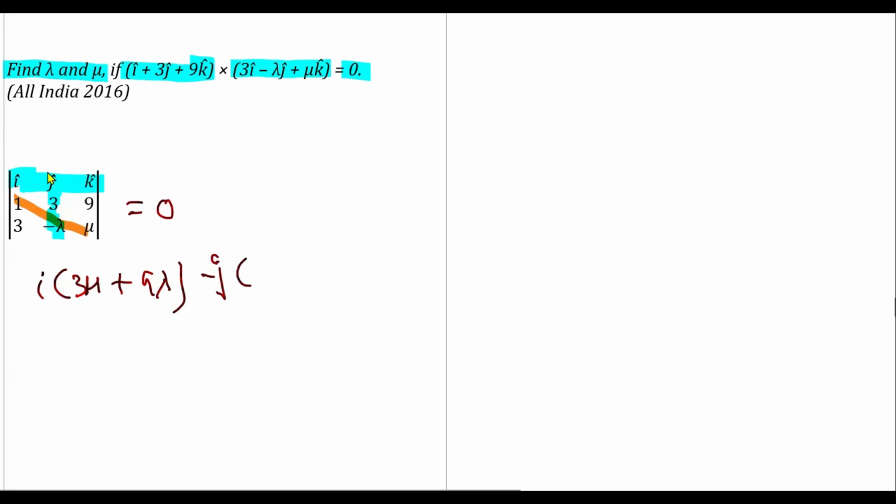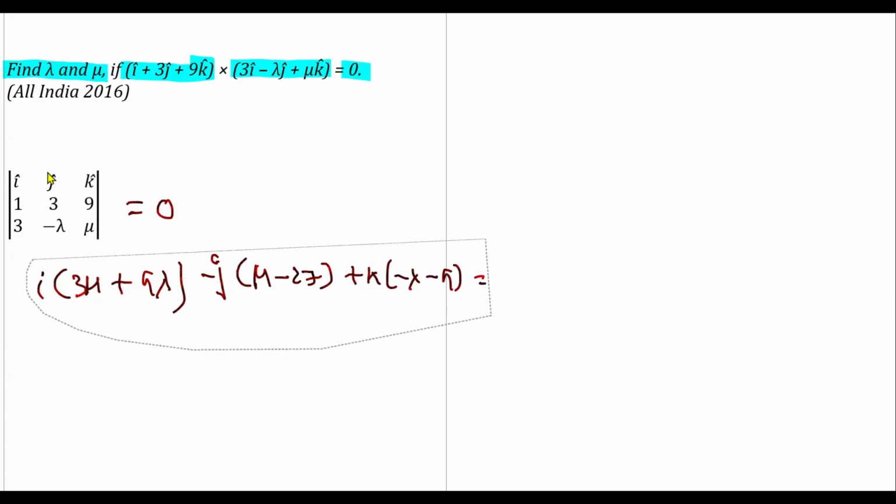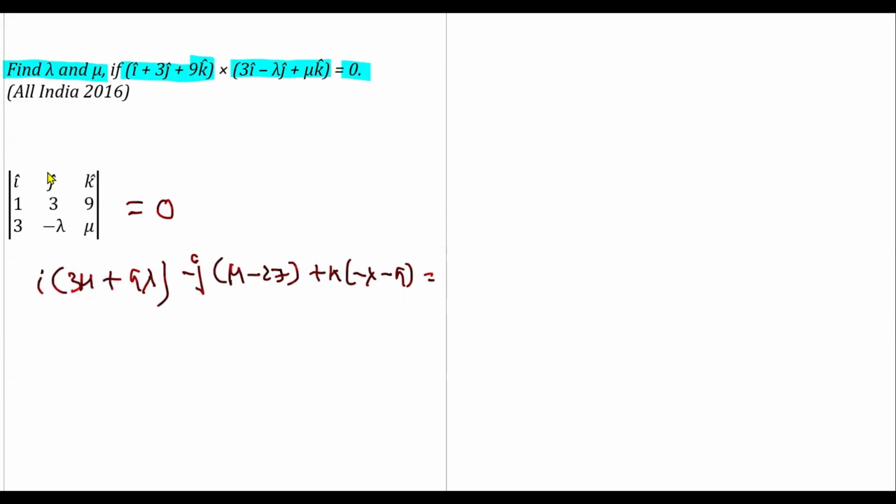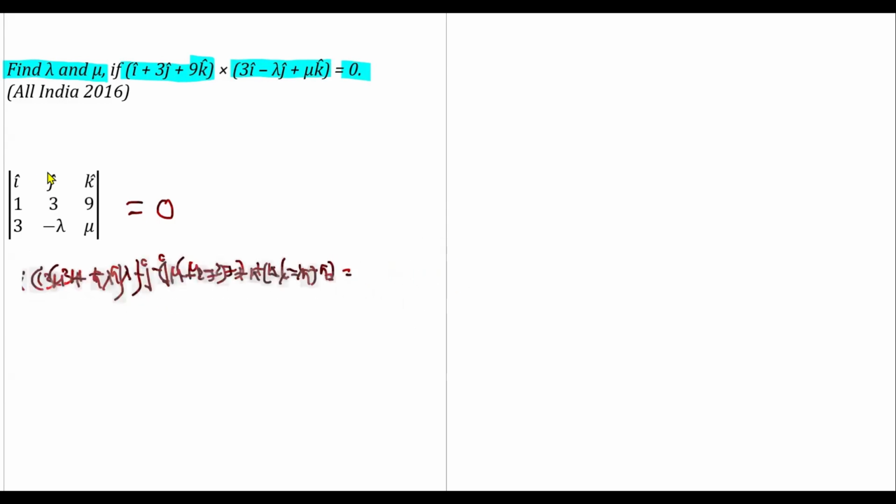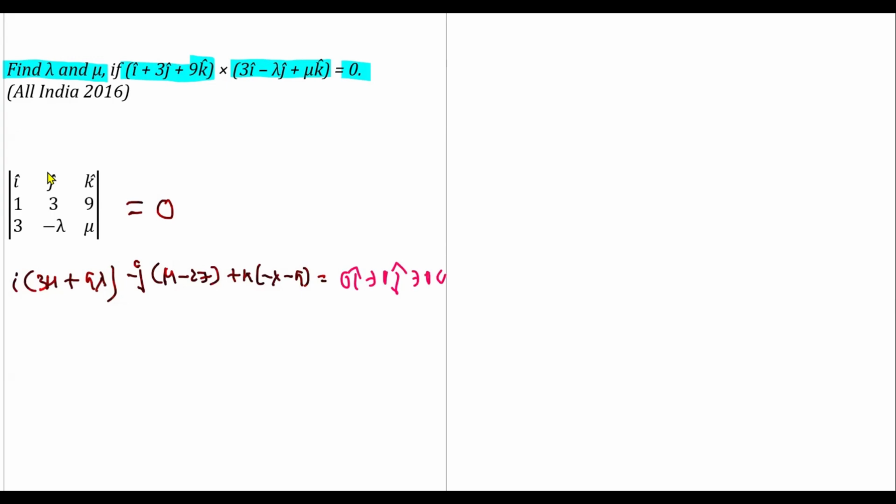So check here what we are getting. The product is nu multiplied by minus 27, I think. And then for k, if I eliminate this row, I'm getting minus lambda minus 9. And this is equal to what? This is equal to a 0 vector. That means on the right hand side we can write 0i, 0j, and 0k. So that's what I'm going to do. This is 0i plus 0j plus 0k cap.